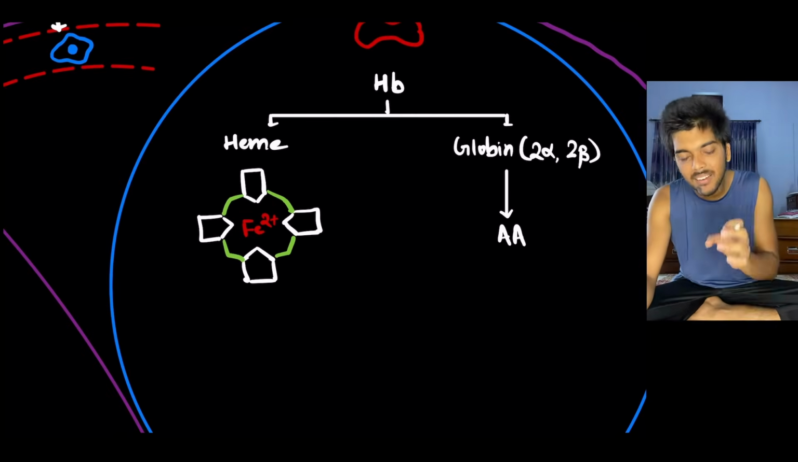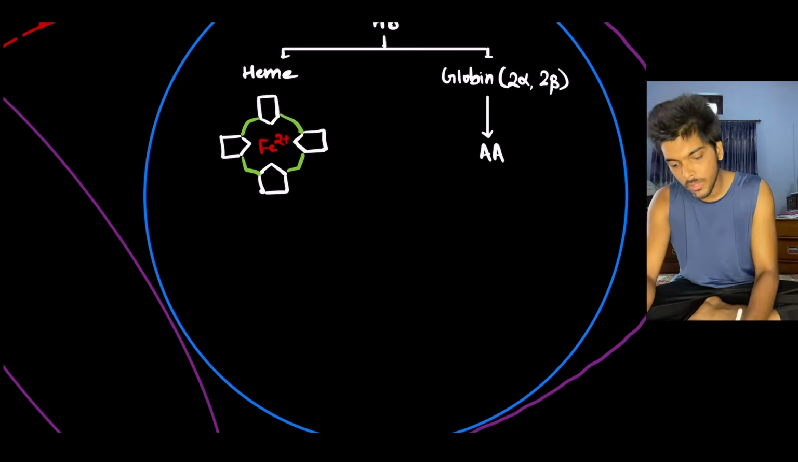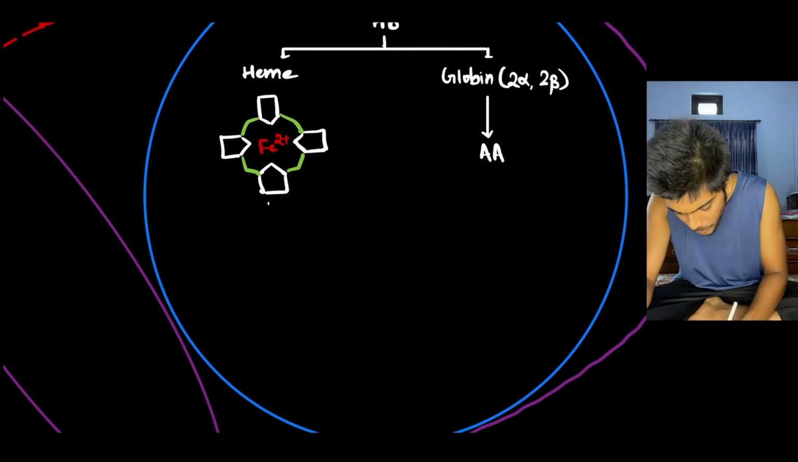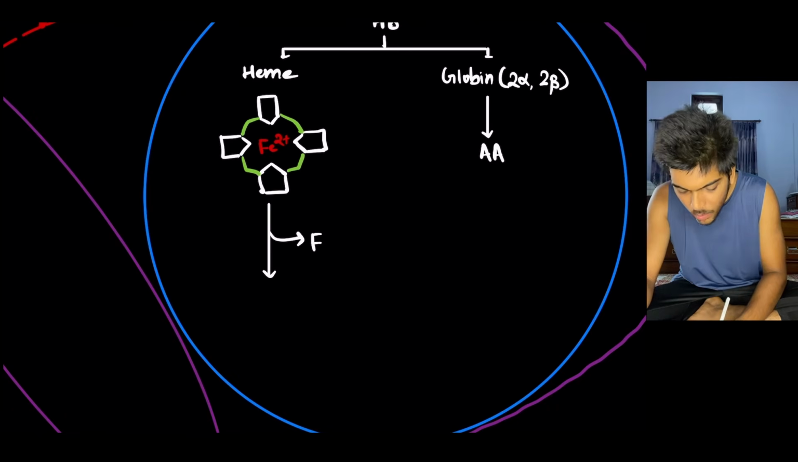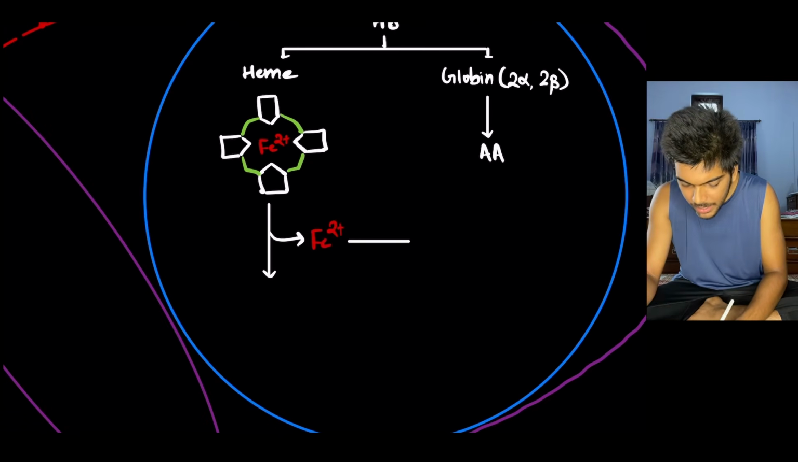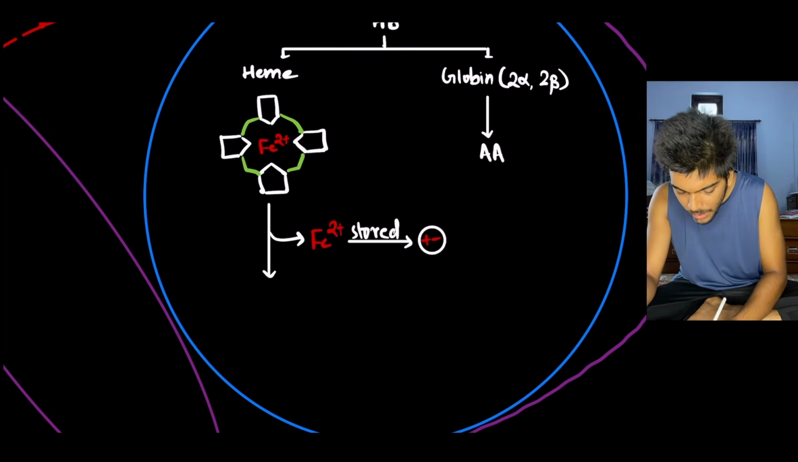So let's degrade this as well. Let's break it down. So first, the iron from the center is snatched out. Okay, so we are taking out that iron. Iron snatched out. And this iron is then what? It is stored. It is stored in the form of ferritin.